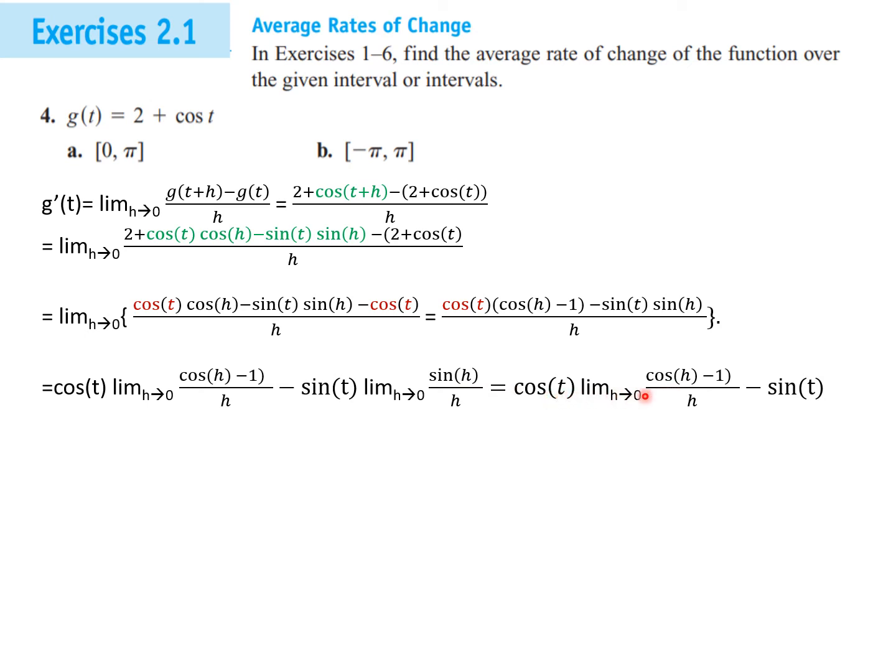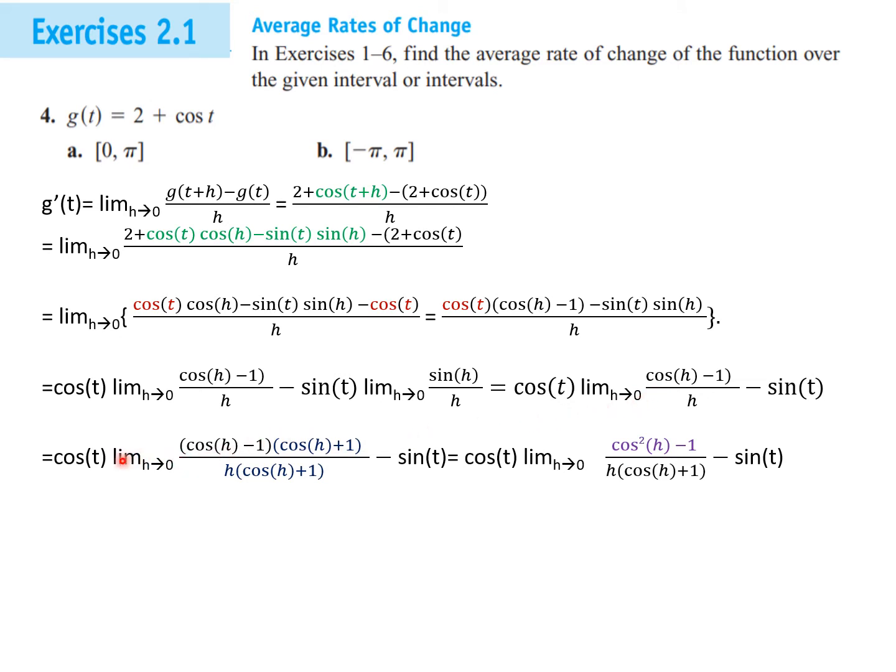The right hand side is identical to the left hand side, except that we eliminated the limit as h goes to 0 of sine h over h, because that's equal to 1. So now we have to work on this one and figure out this limit. And to do so, we're going to go ahead and use a trick.